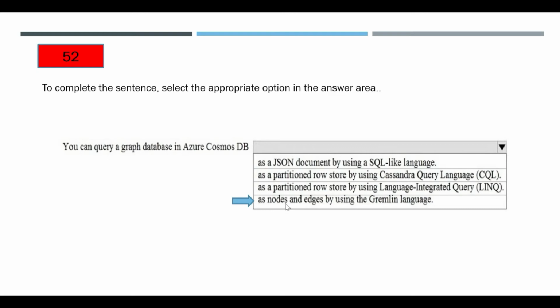So this is our answer, because graph database is not a JSON document, that's a document database. It isn't a Cassandra style data store. It is not a link data store. So this is especially nodes and edges, Gremlin language style database. So this is our answer. Let's move to the next question.